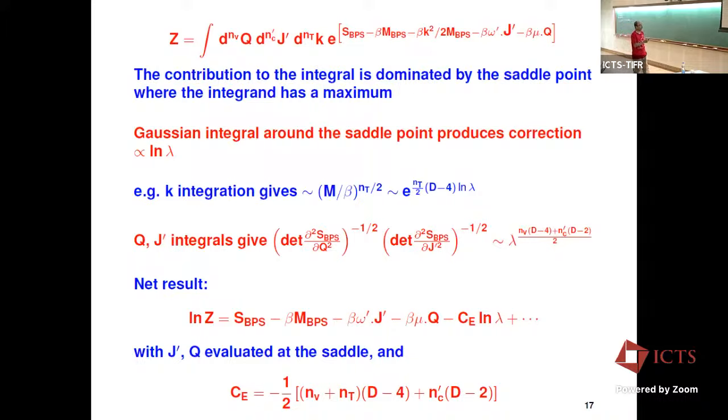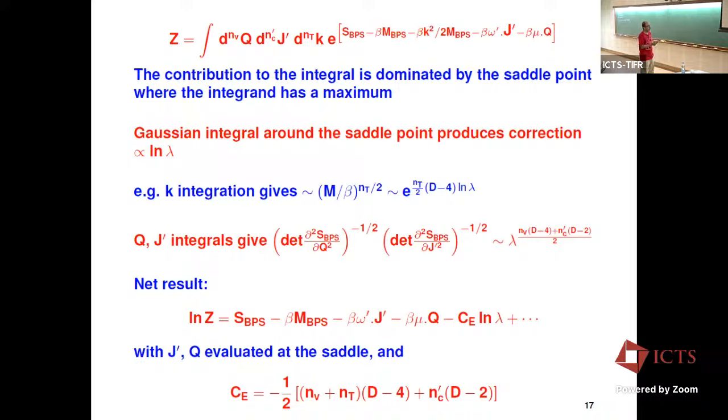So here is the expression written again. Now, the contribution to the integral is dominated by the saddle point where the integrand has a maximum. So it's basically the usual statistical analysis. We evaluate this by the saddle point method. But in this case, instead of just picking up the saddle point contribution, let's also keep track of the logarithmic terms that we get from the Gaussian integral around the saddle point. So for example, the k integral here, because of this e to the minus beta k squared over 2 M_BPS, will give a factor of (M/beta) to the power n_t over 2.